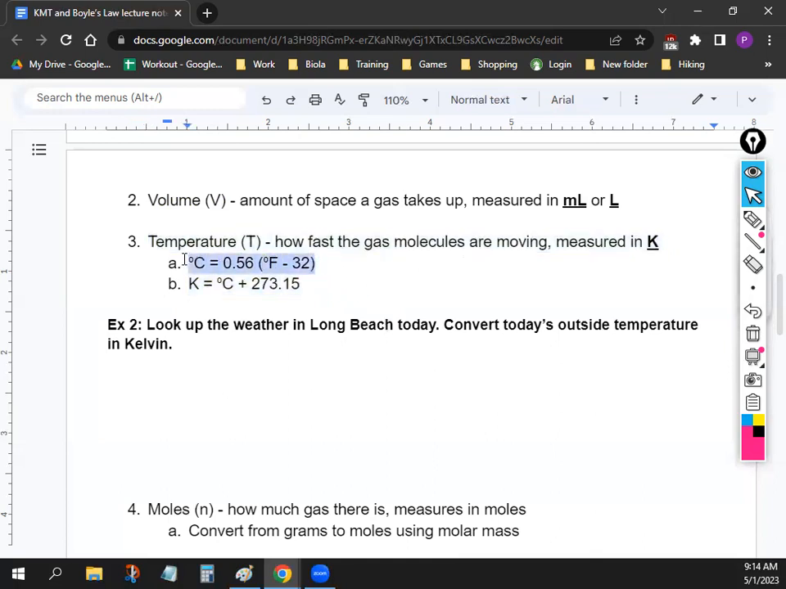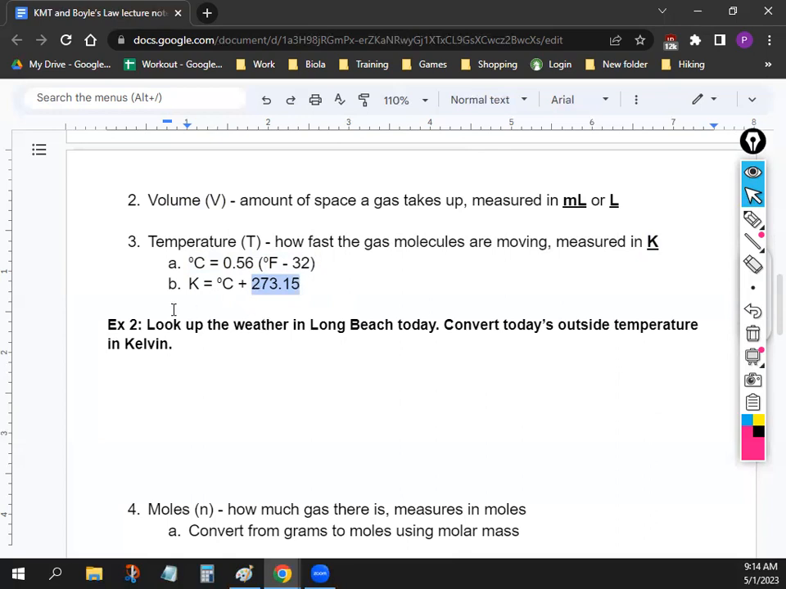So just to repeat, temperature is how fast the gas molecules are moving. We have to measure it in Kelvin for this class. We can take Fahrenheit, use this equation to turn it into Celsius, and then we just add 273.15, and that's what turns it into Kelvin. Okay, we'll pause right there, and I'll have you try your first problem on your own.